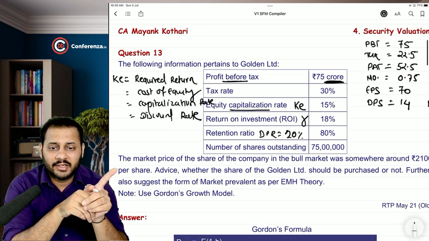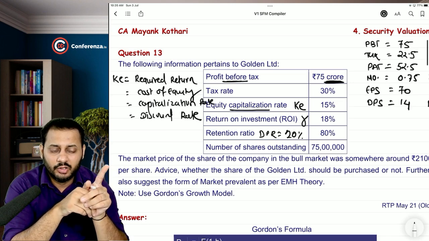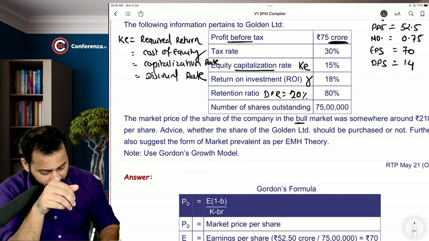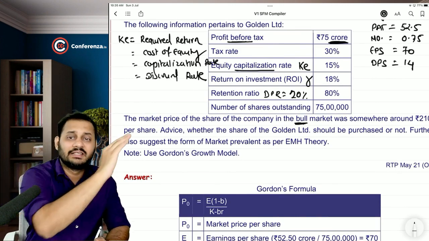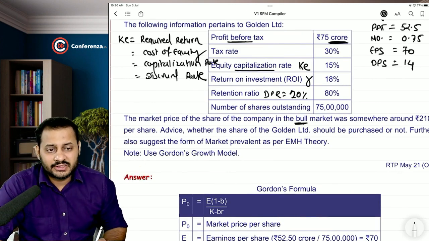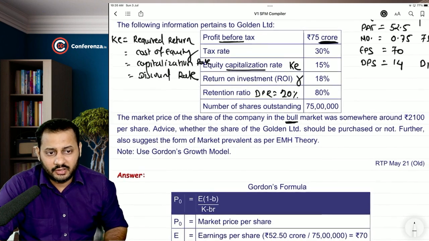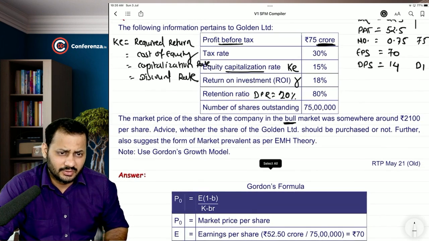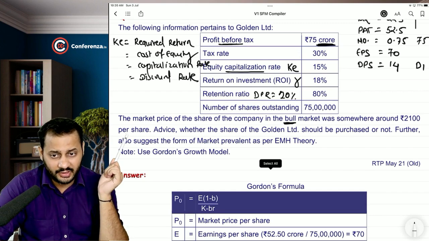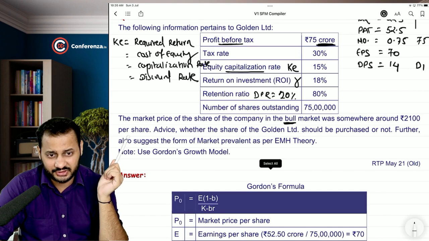Okay, the market price of the share of the company in the bull market. What do you mean by the bull market? Bull market means a rising market. Was somewhere around 2100 rupees per share. Advise whether the share of Golden Limited should be purchased or not. We need to give an advice whether we should purchase this share or not.